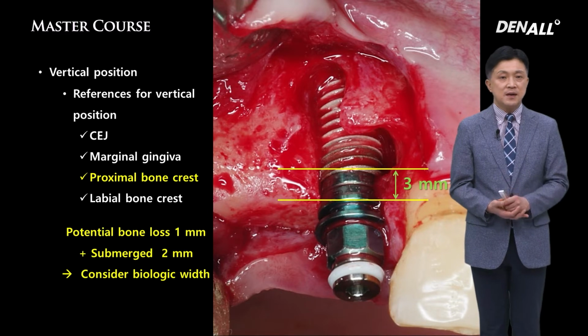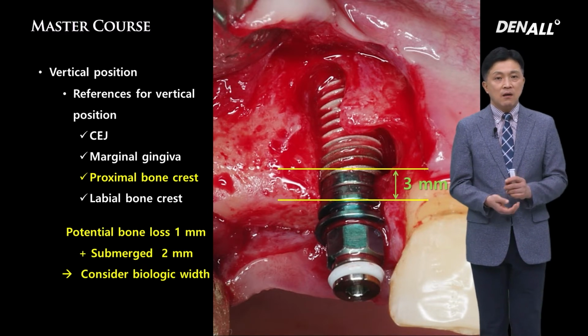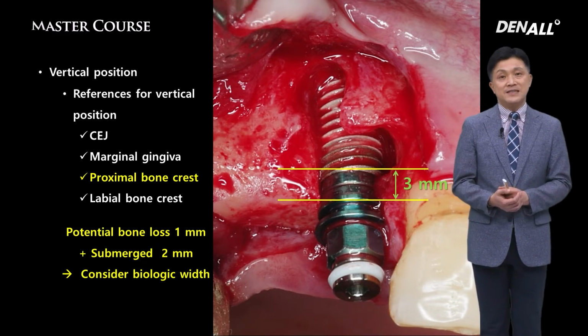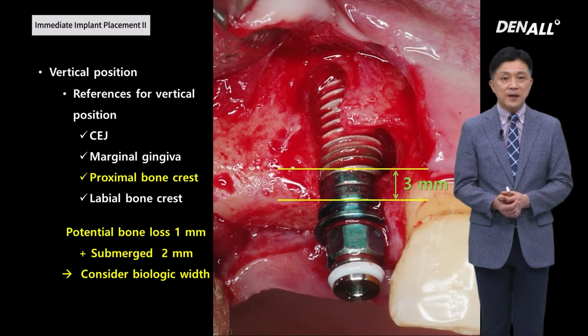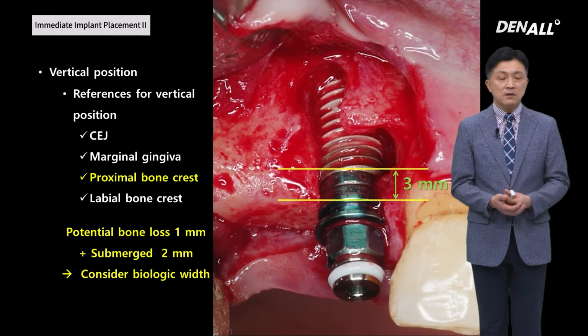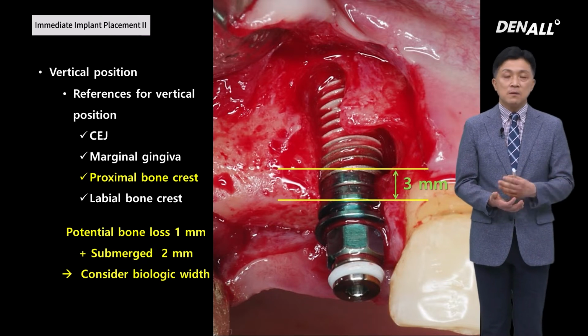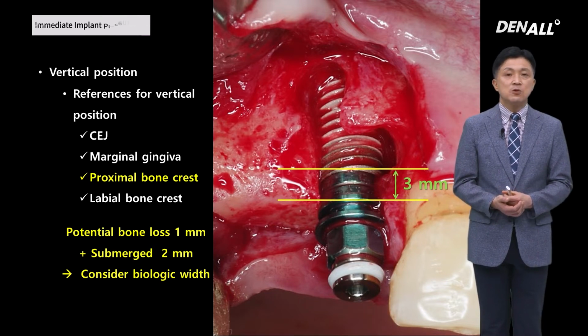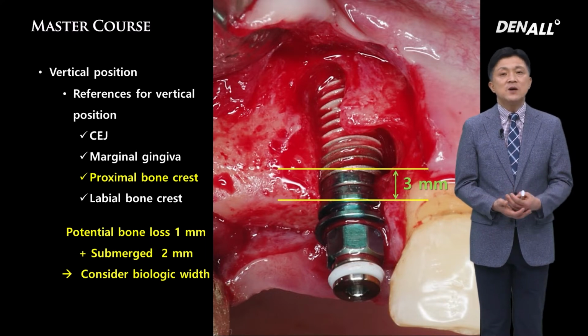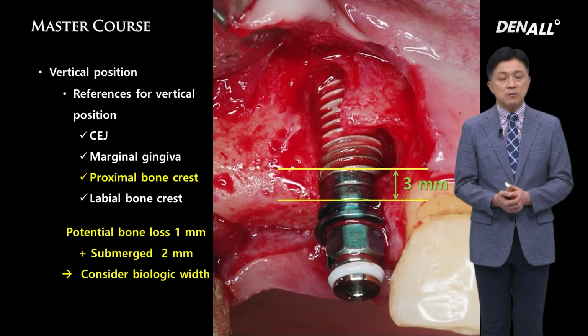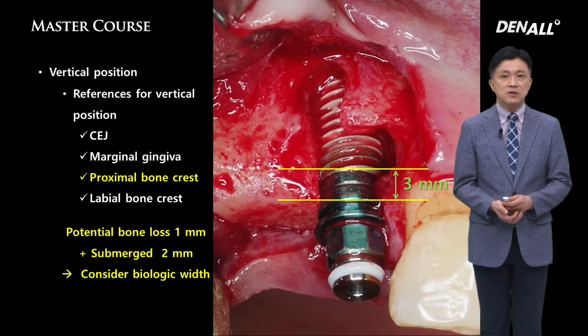In my case, I think 3 millimeters is good. There's a little bit of vertical bone loss. I assume the vertical bone loss to be about 1 millimeter. So I think it is better to place it 2 millimeters deeper. In conclusion, I place the implant 3 millimeters inferior.